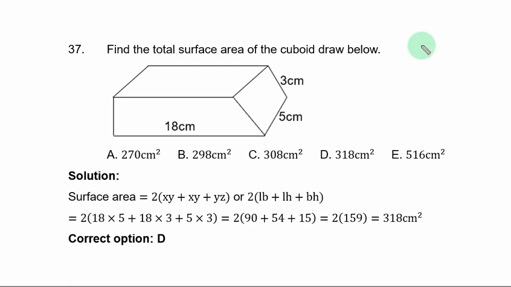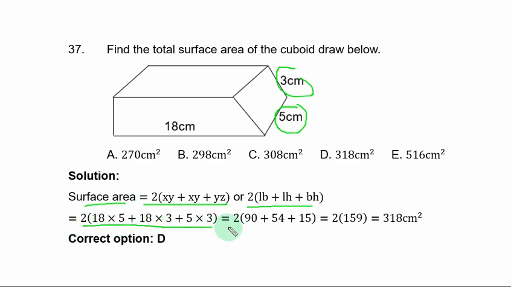Question 37. Find the total surface area of the cuboid. Draw below. Solution. Surface area of a cuboid is this or this. From the diagram, the length is 18, the breadth or width is 5, and the height is 3. You replace the various dimensions in the formula.